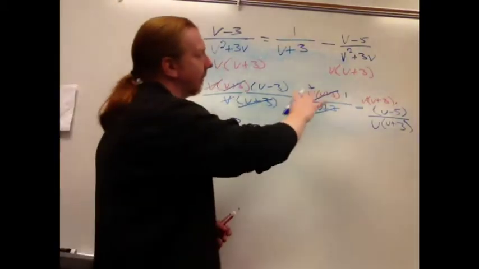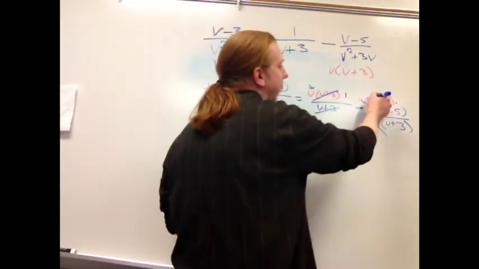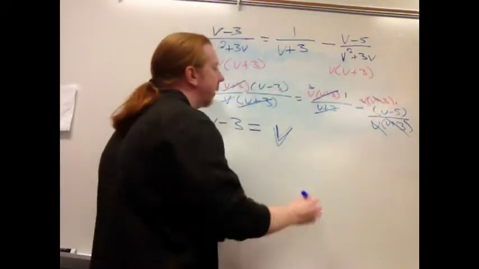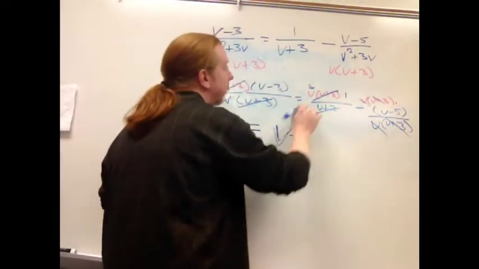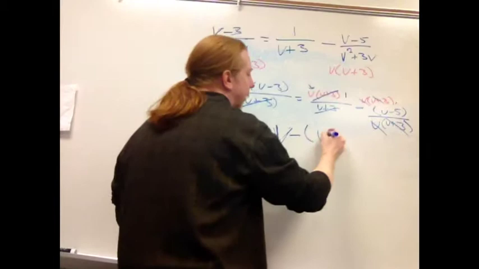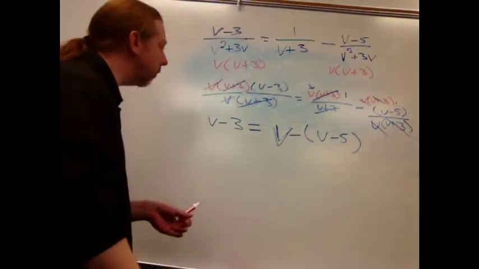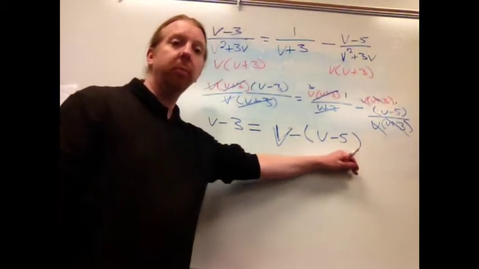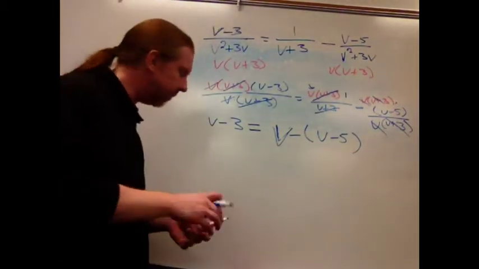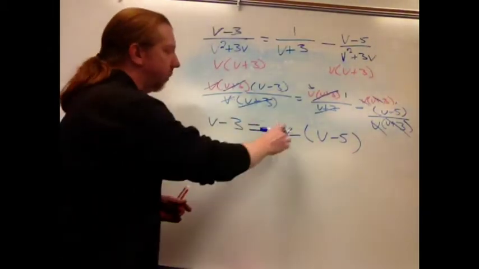Now I can say, let's take this last term. v cancels, v plus 3 cancels v plus 3. So I'm left with this expression, v minus 5. Now I'm using the parentheses as a tool to help me make sure I don't misdistribute this. So now I can go ahead and do the distributing.